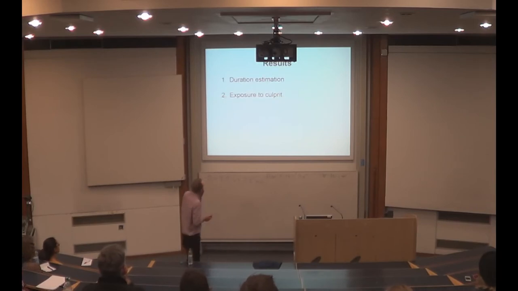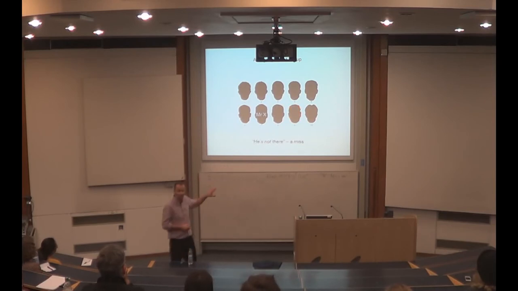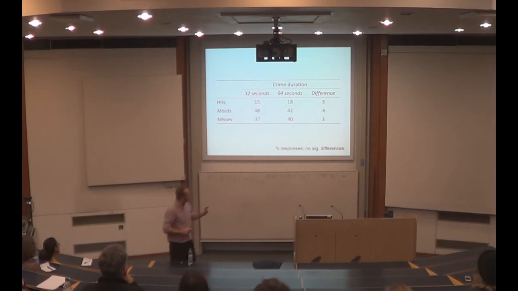Right? So for this task, we have to assess identification accuracy for the lineup. So we split this into hits, misidentifications, and misses. And the first thing that we found, and that surprised us, was that we didn't get an exposure duration effect. Okay? So for a longer crime compared to a shorter crime, we'd expect to find more hits, fewer misidentifications. And we do find that to some extent, but the differences are very small and not significant.